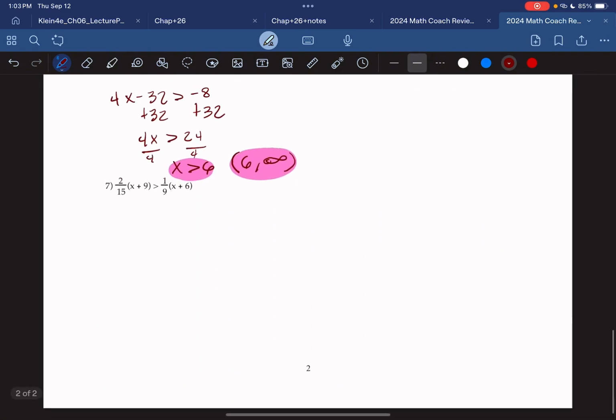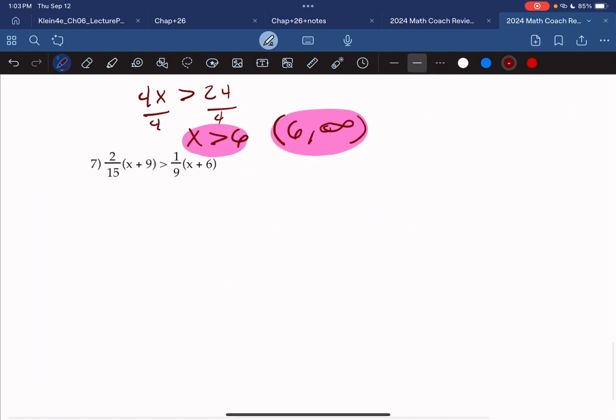Number 7. Getting a little spicy with the fractions, but that's fine. We got it. Okay, let's go.